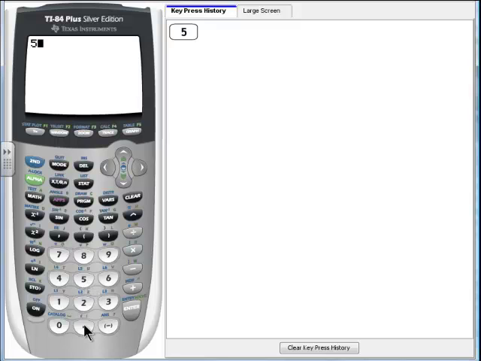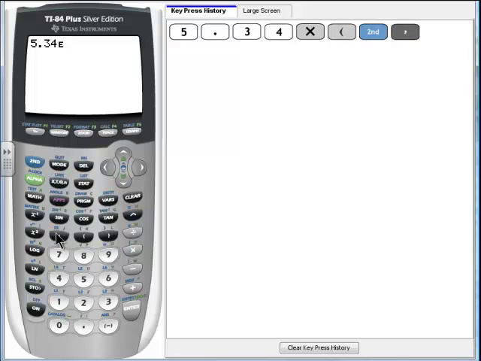I would enter this as 5.34, then we're going to use our second E, and it puts one E there on the screen. Again, that means times 10 to the, and then we're going to put in behind that negative 23. And that would be our representation for 5.34 times 10 to the negative 23rd power.